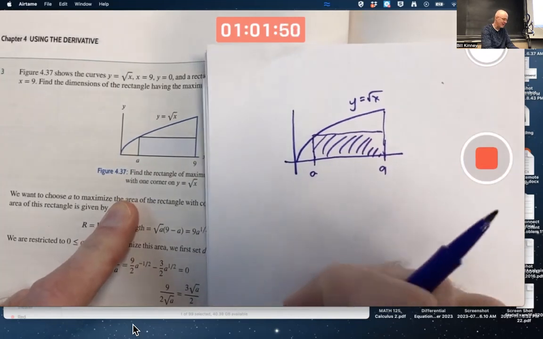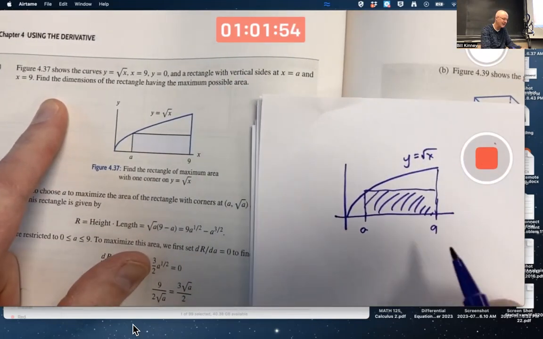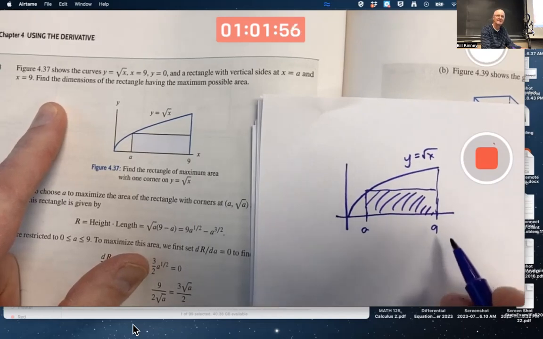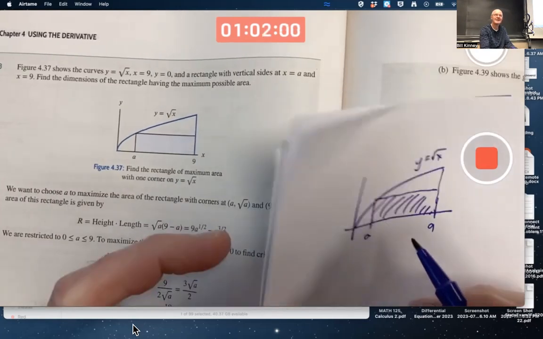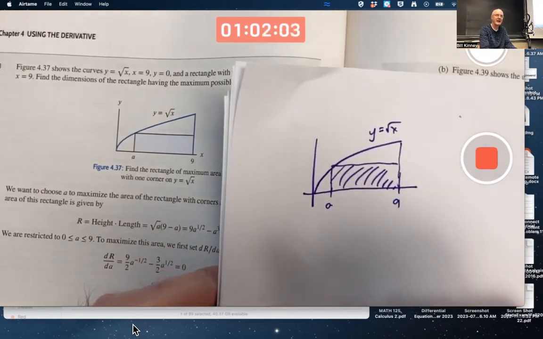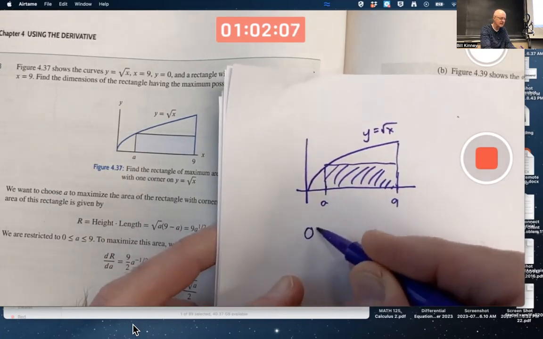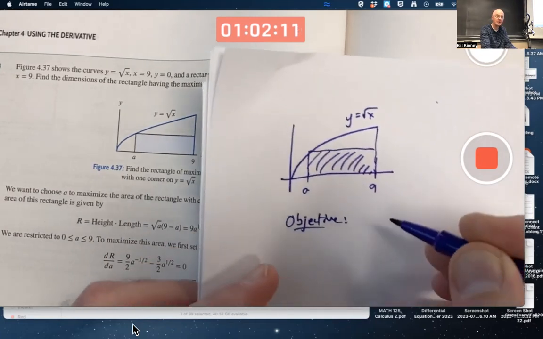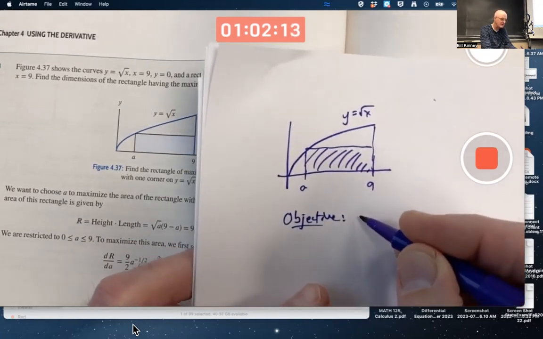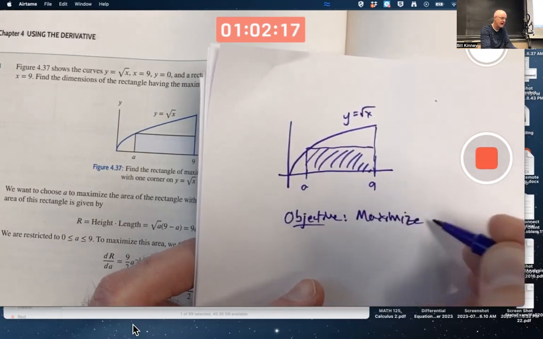Okay, I've redrawn it now. Again, the problem says find the dimensions of the rectangle that has the maximum possible area. Huh. So what's the objective and what's the constraint? Let's write the objective first this time. The objective, the thing we want to do, that's why it's called an objective, is to maximize the area.